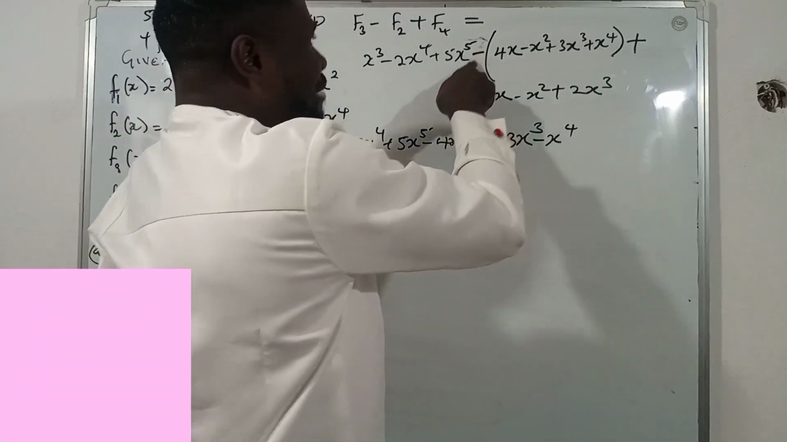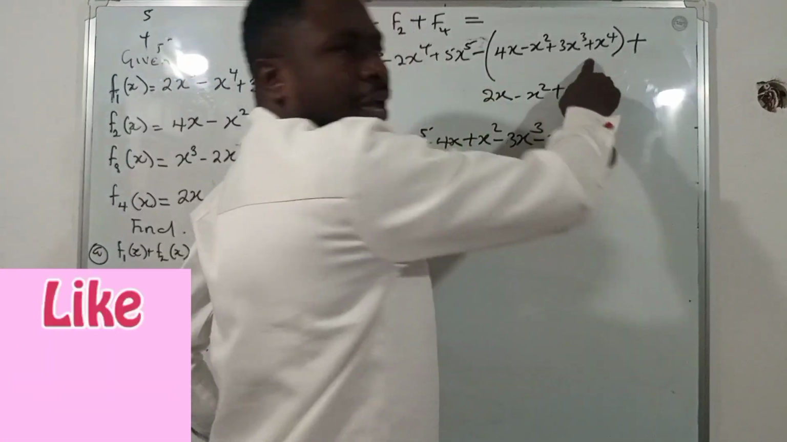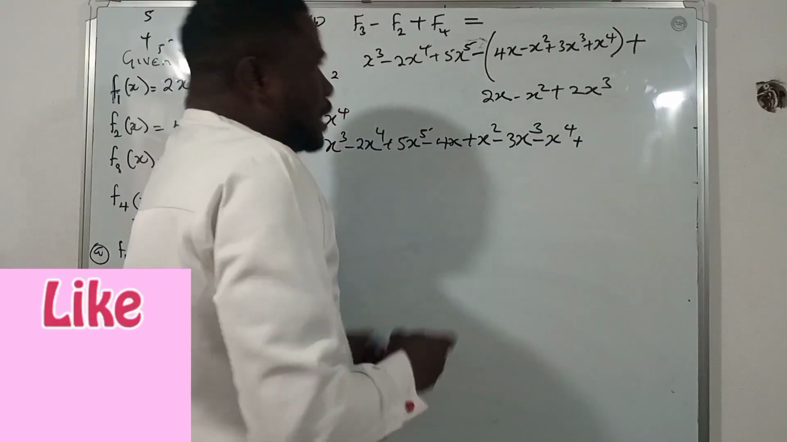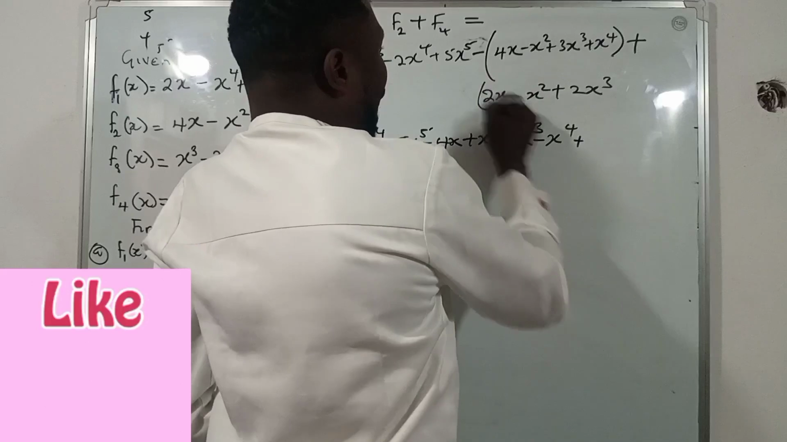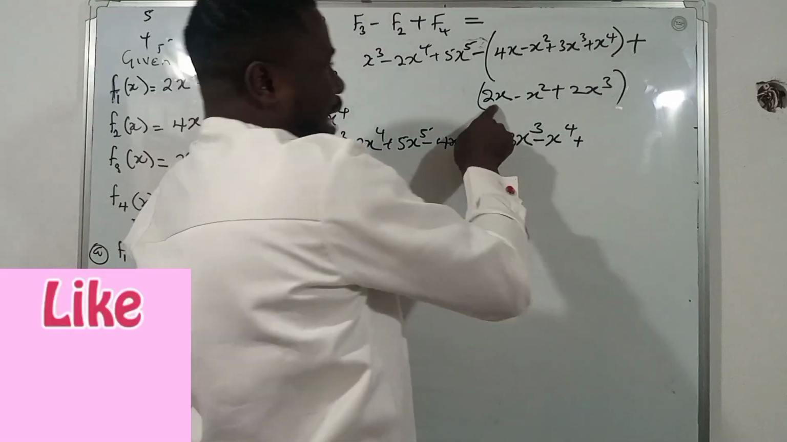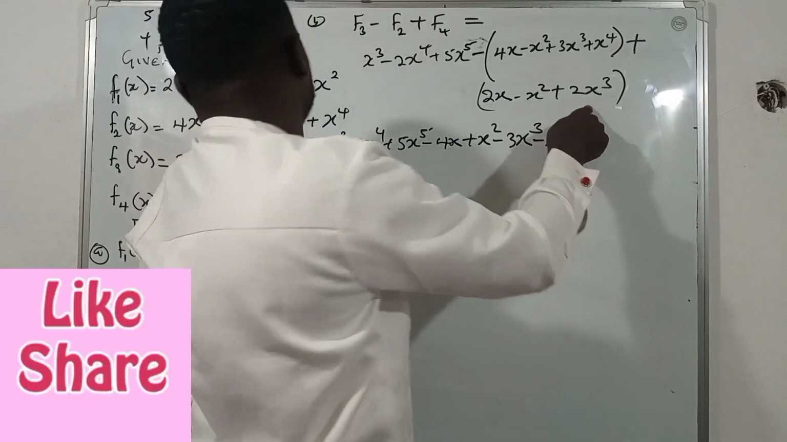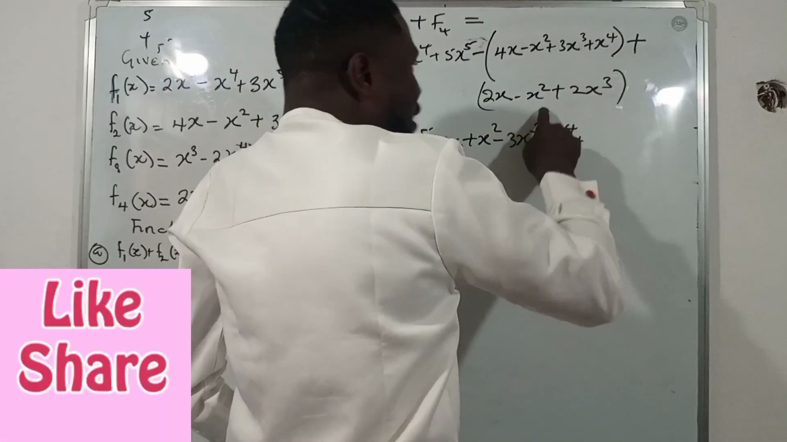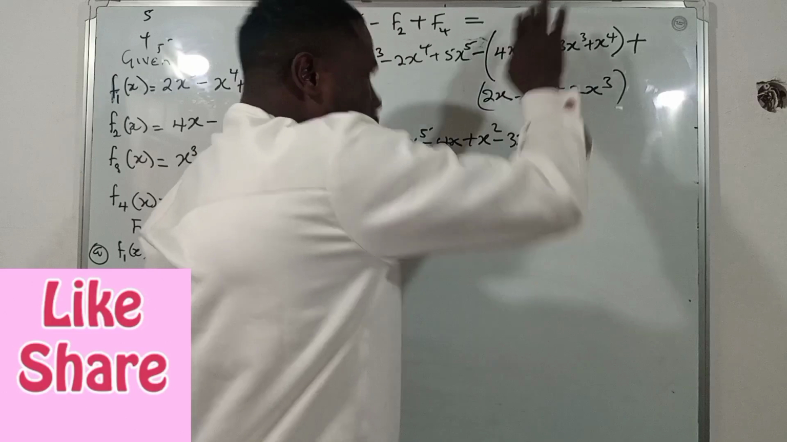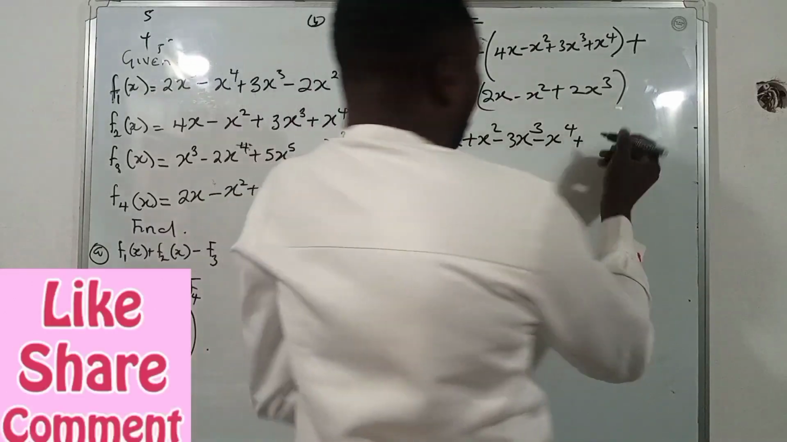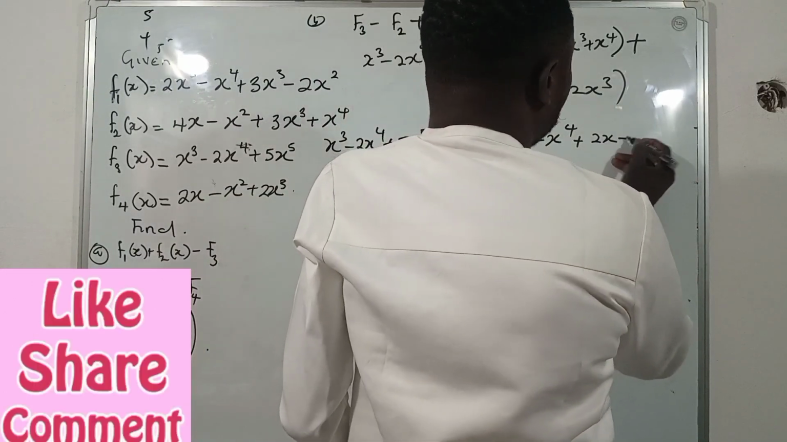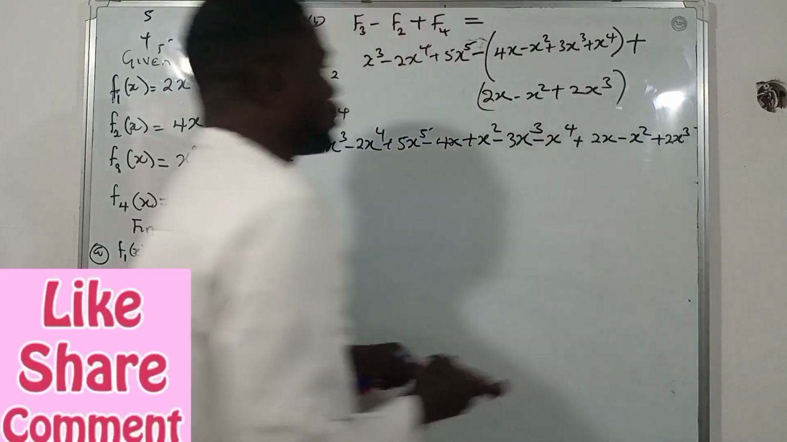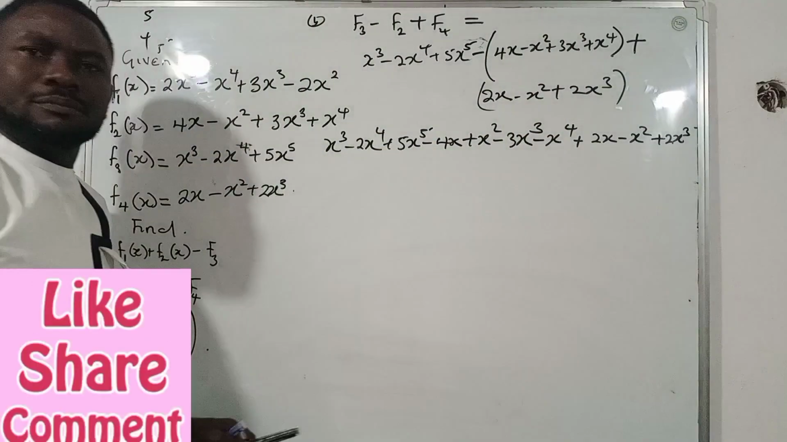Now, I've used this minus to multiply everything here. The next thing is to bring a plus sign. I'm supposed to use this plus sign to multiply everything also that is in F4. But you know that plus times this will remain this, plus times this will remain this, plus times this will remain this. So it's as good as bringing down plus 2x minus x squared plus 2x raised to the power 3. So this is where we are.